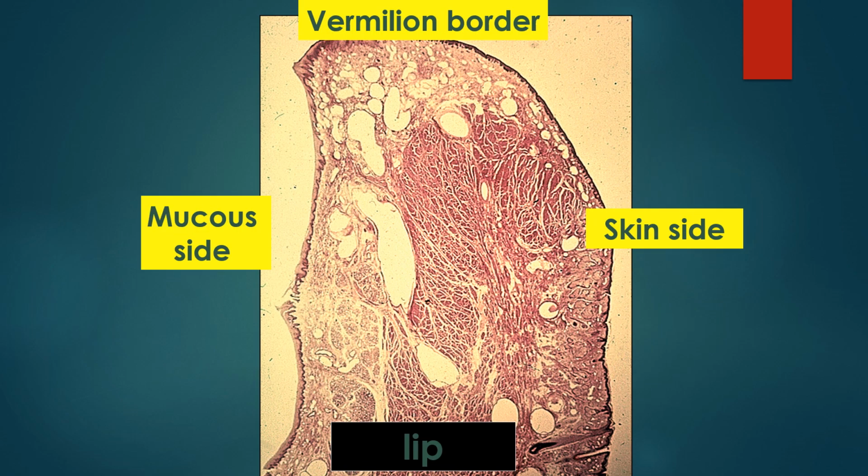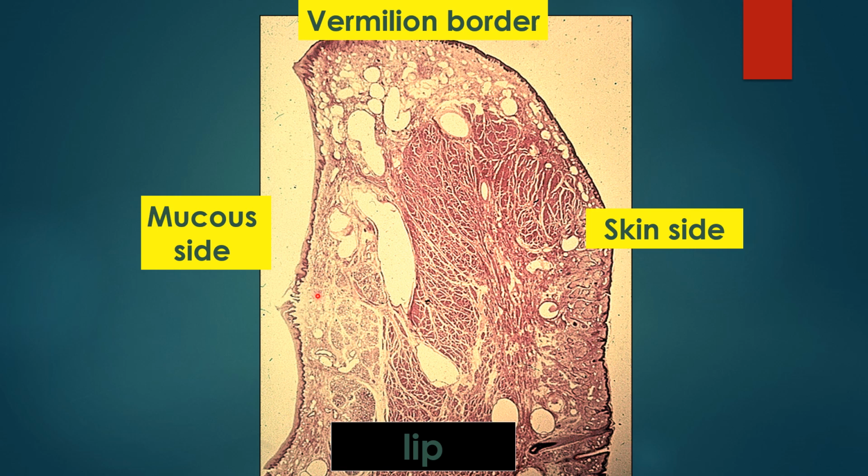So this is a histological section of the slide of the lip. In this section you can appreciate this is the cutaneous area, also called the skin side. Epithelium over here is the stratified squamous keratinized type of epithelium, having the hair follicle in it, having sebaceous gland in it, and all the associated structures with the true skin are present over here.